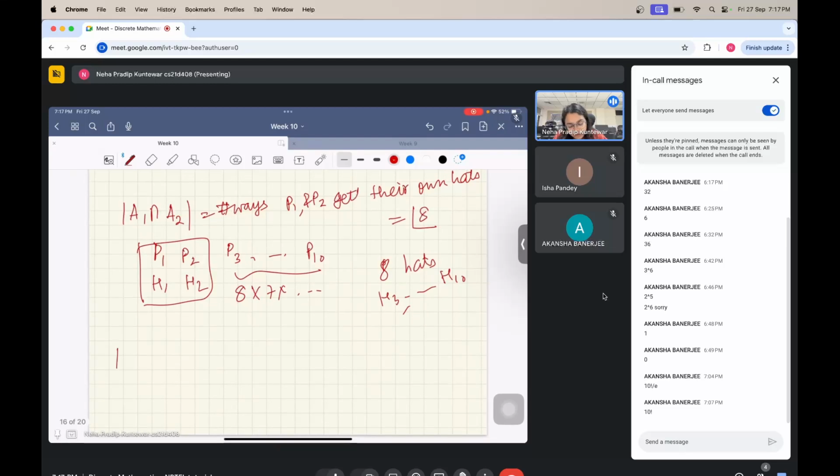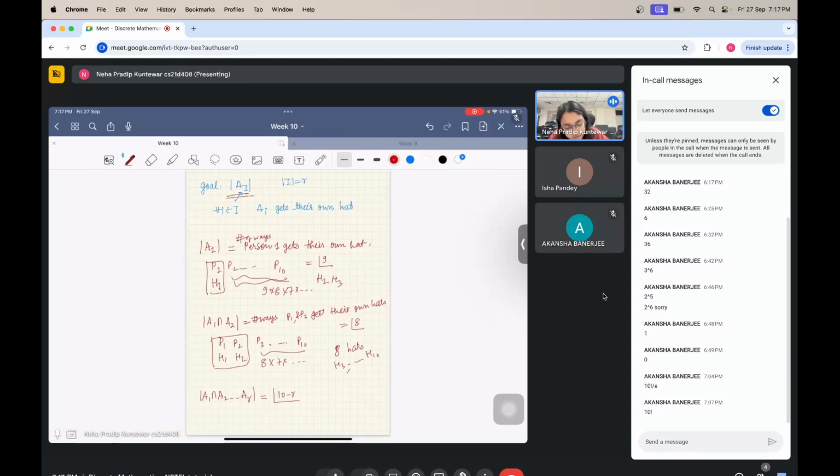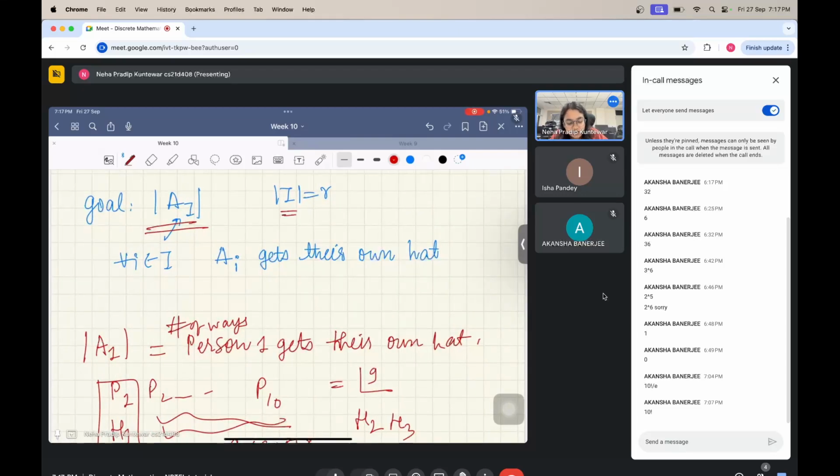So in general, what is the value of A1 intersection A2 intersection up to AR? 10 minus r factorial. Exactly. So this will be 10 minus r factorial, because the r people have already been given their own hat, so they are out of the question. For the remaining n minus r people, you can distribute in n minus r factorial ways. So that is exactly what we were asking for here. So AI, if the size of I is r, then this is nothing but n minus r factorial.